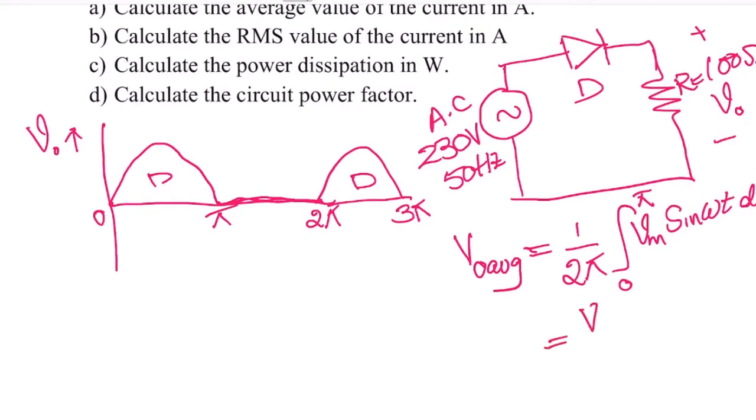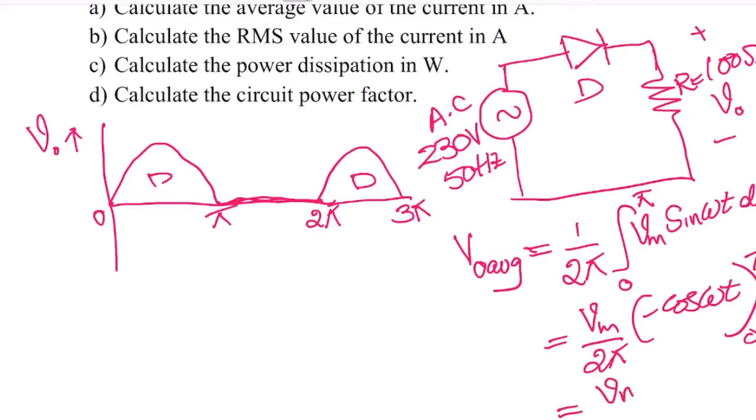Now, Vm is taken outside, Vm by 2 pi, integration of sine is minus cos, and substitute the upper limit and the lower limit. Then the value will be Vm by, I will get, pi. Now, what is the average output voltage I am getting? It is Vm by pi.